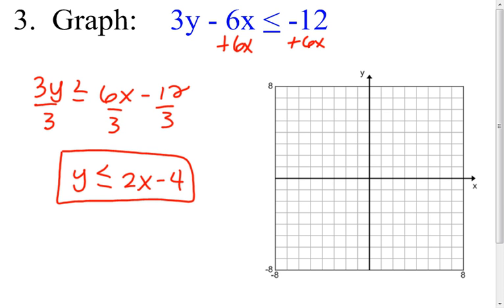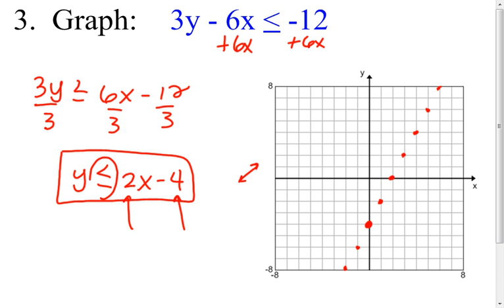It crosses the y-axis right here at -4. And it has a slope right there of +2. It's really 2 over 1. Remember, positive slopes go this direction. So I will go up 2 and right 1, or I could go down 2 and left 1.